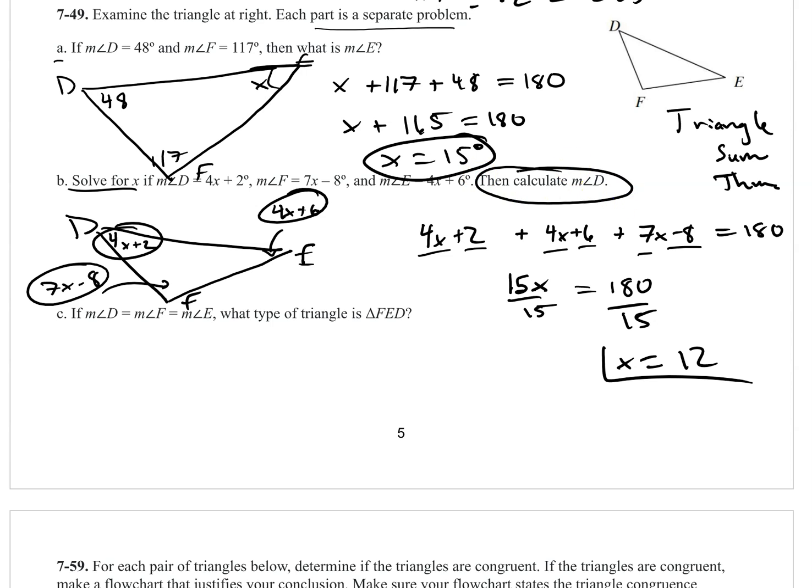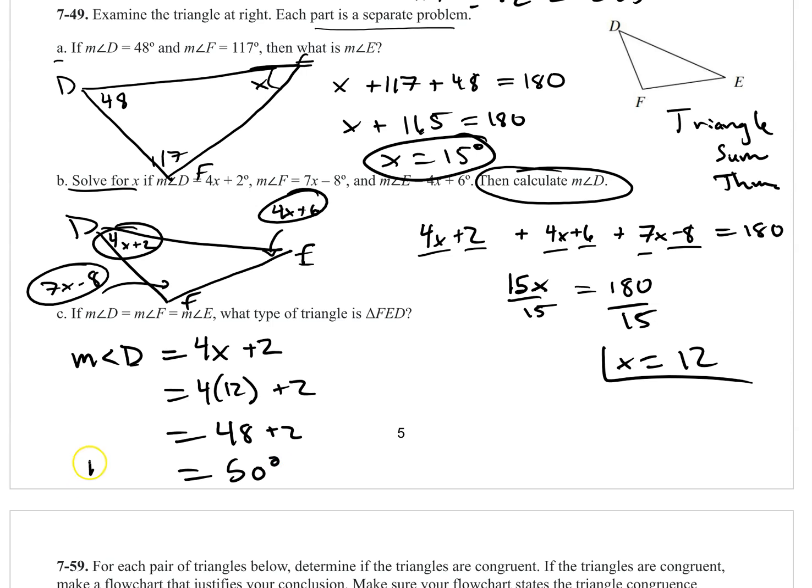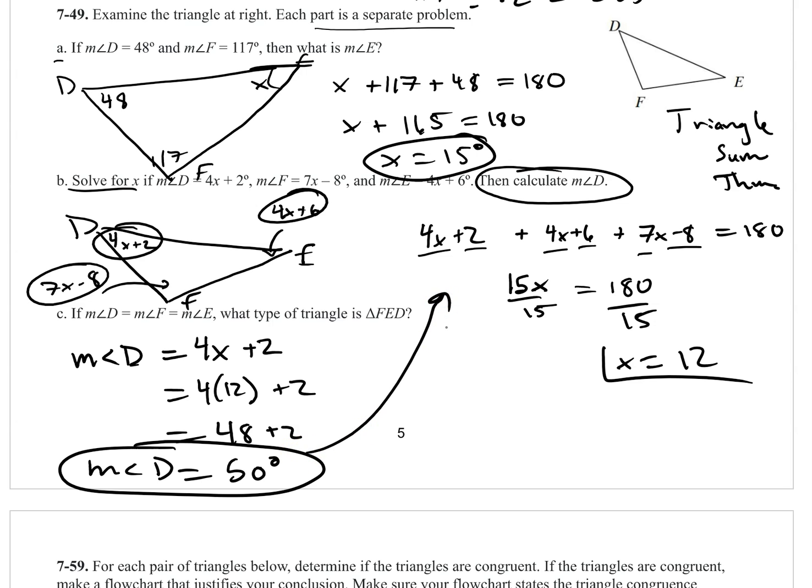So we need to calculate the measure of angle D. The measure of angle D is 4x plus 2. That's just 4 times 12 plus 2. So that's 48 plus 2. The measure of angle D is 50 degrees. And that goes up here. So I did A, I did B. Make sure you also do C.